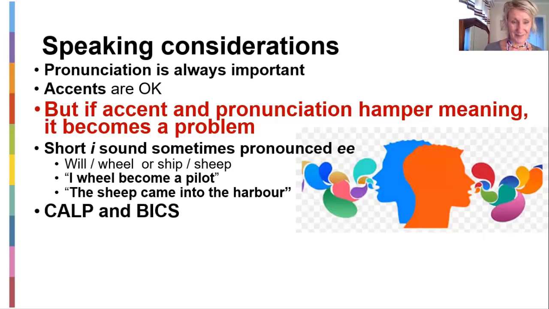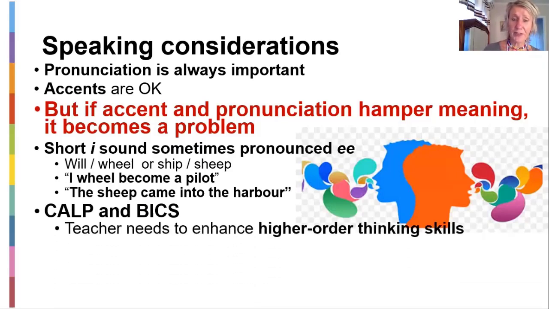Practice again. CALP and BICS, your cognitive academic language, or your basic interpersonal communication style. Remember, BICS does not give you CALP. So if you can talk, it doesn't mean you can often read, maybe, or write properly, but you might be able to speak properly. So you've got to introduce the higher order thinking skills into your classroom so they can start practicing the CALP type meaning and use of words.